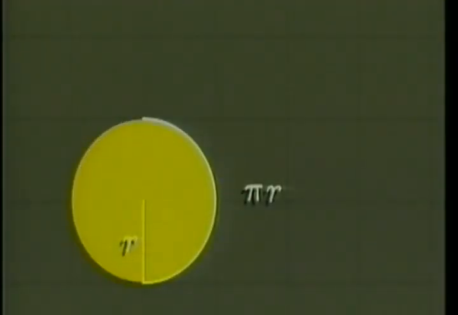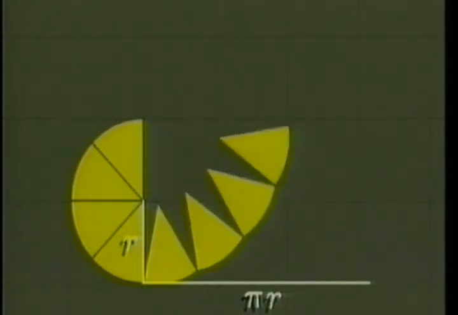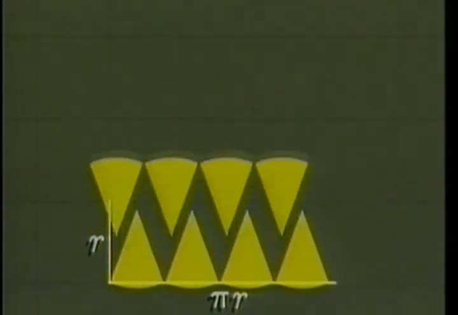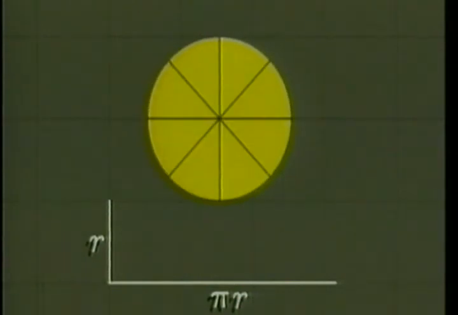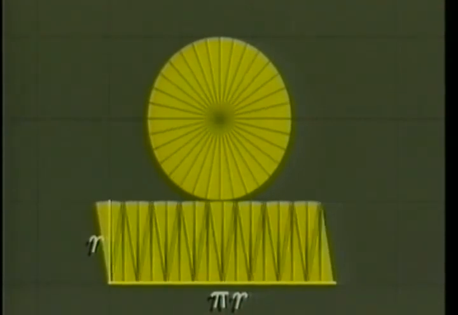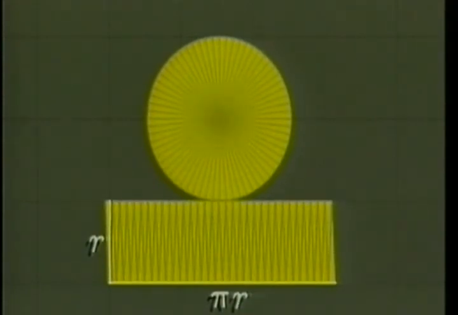To see why this is true, unwrap half the circumference for reference. Divide the disk into an even number of equal slices, and rearrange them to form a sort of parallelogram with the same area as the disk. As we take more and more slices, making them thinner and thinner, the parallelogram becomes more and more like a rectangle, with base pi r and altitude r, and the area is pi r squared.